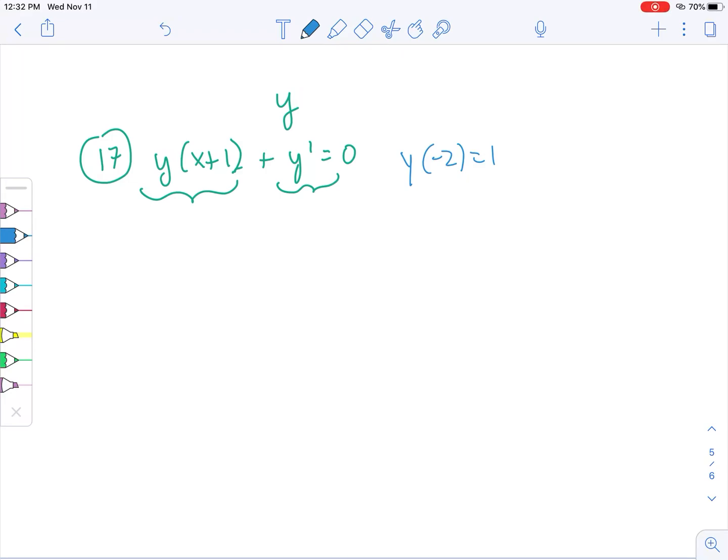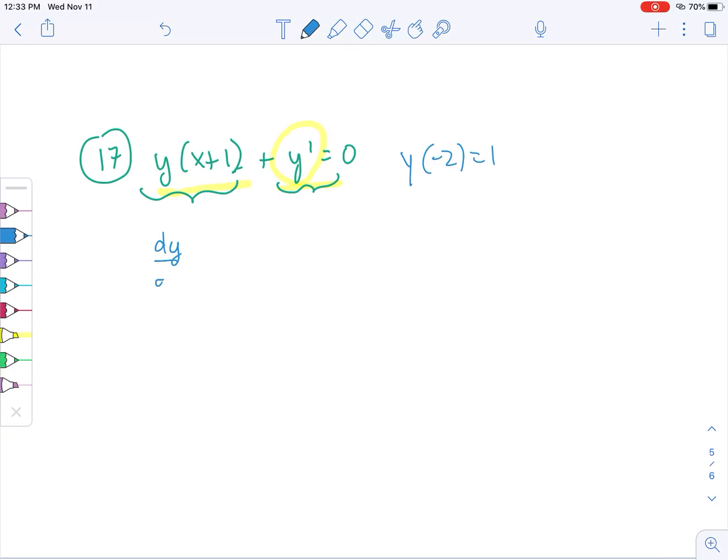Okay, so here we're doing number 17 on page 391, and we're given a separable differential equation and an initial condition and asked to find the particular solution. So first we're going to recognize that there's two terms here and here. We're also going to rewrite y prime as dy/dx and then subtract the first term over to the other side. So let's go ahead and start with that.